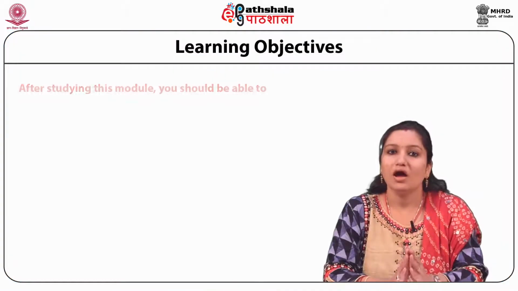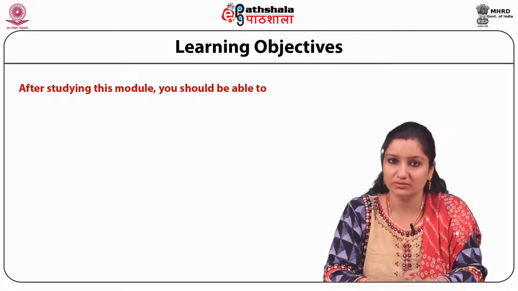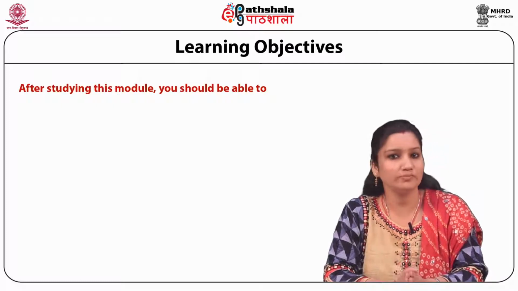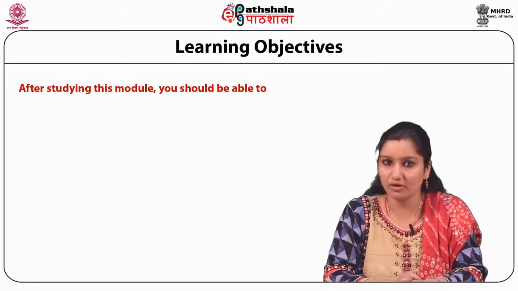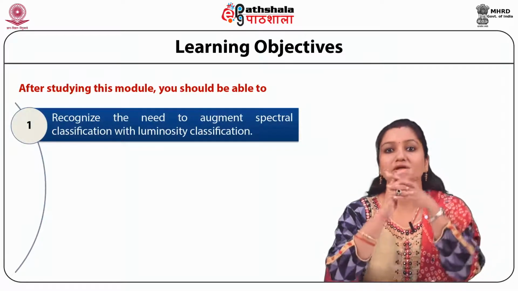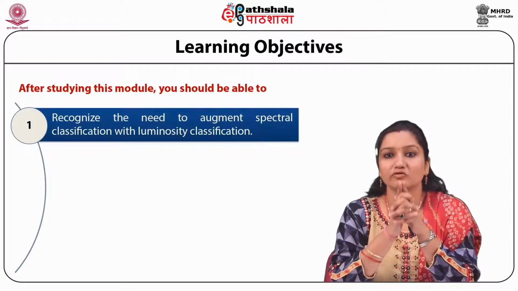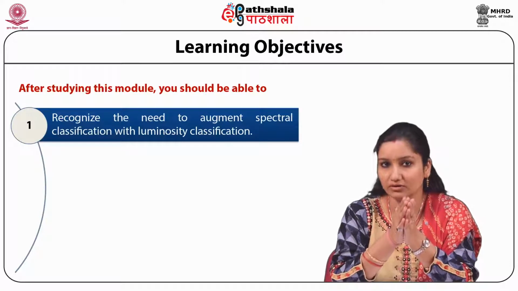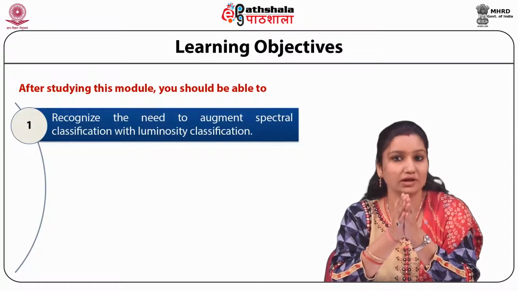I am Dr. Savita Sharma from University of Delhi, and today we are going to discuss the module HR diagram part 2 from the paper Astronomy and Astrophysics. After studying this module, students, you should be able to first of all recognize the need to augment spectral classification with luminosity classification.